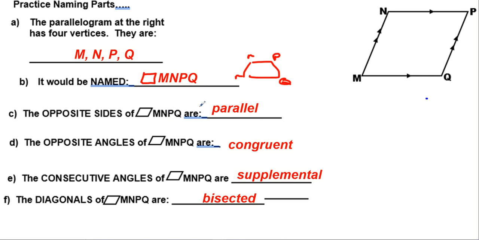Alright, opposite sides are parallel. We talked about that. Opposite angles are congruent. Consecutive angles are supplemental, and diagonals bisect each other. These are your 4 main properties you're going to deal with, and we're going to throw problems at you.